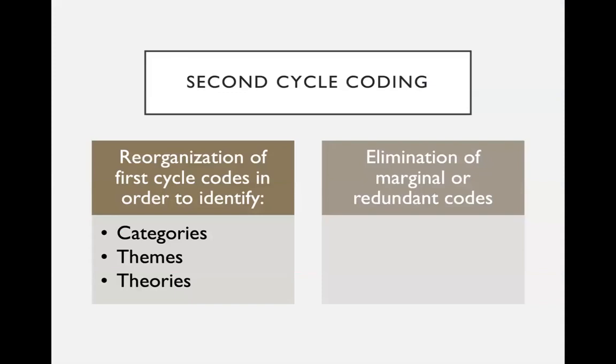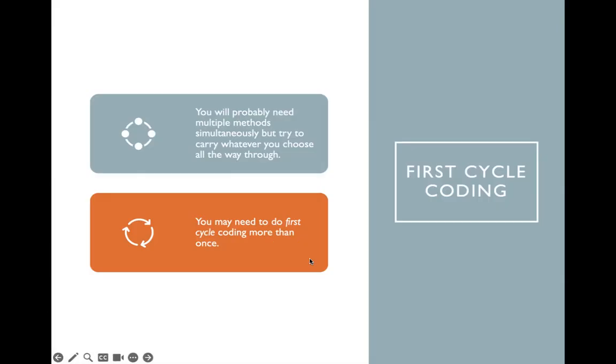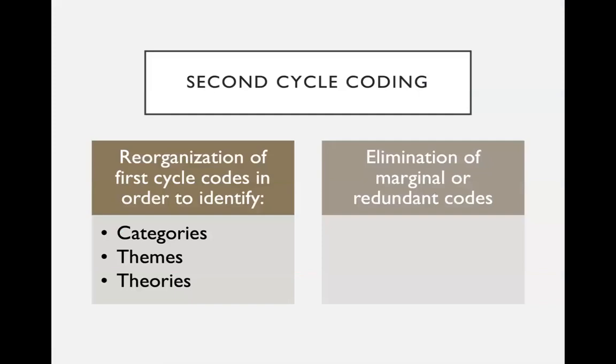Second cycle coding will include reorganization of the first cycle codes in order to identify categories, themes, and theories. Those are very important also, no? And of course, the elimination of marginal or redundant codes.